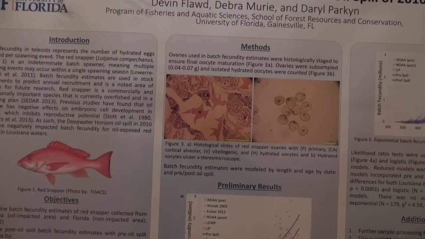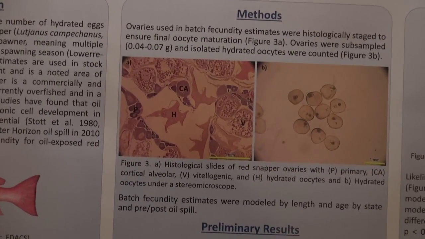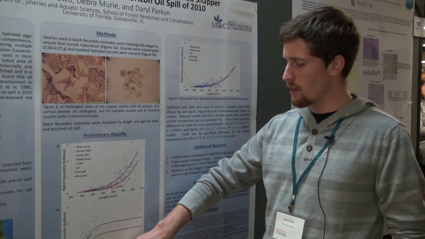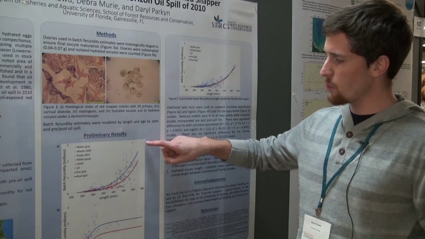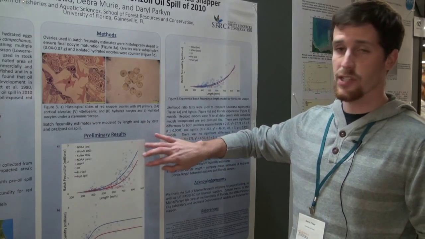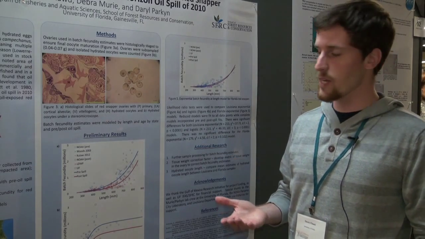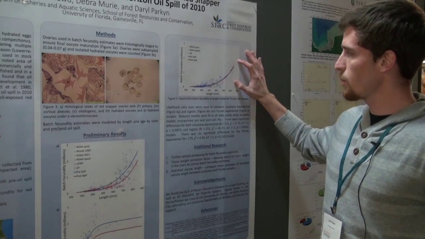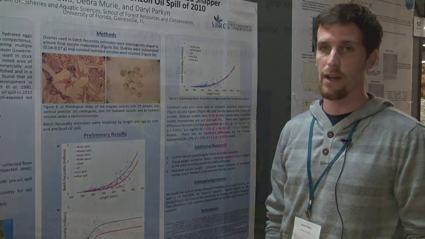So you can see here that we used a power function to model batch fecundity at length, and a logistic model for batch fecundity at age. And in Louisiana, we can see that there is a significant difference before and after using a likelihood ratio test for both models. And for our power function for Florida, there is no significant difference before or after the oil spill.